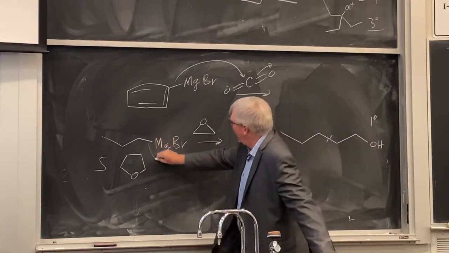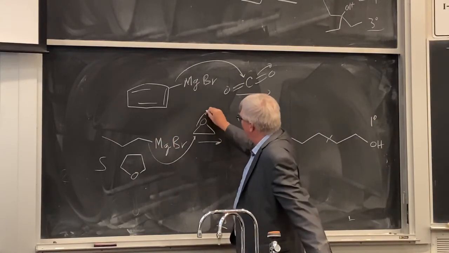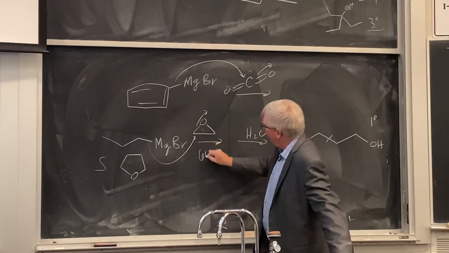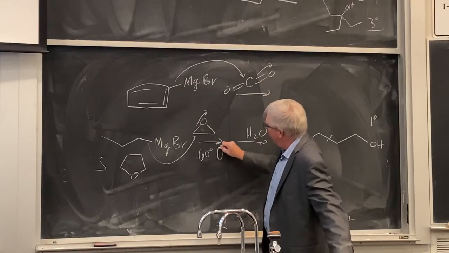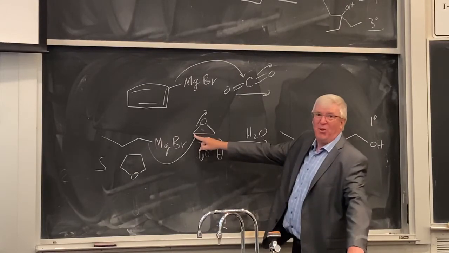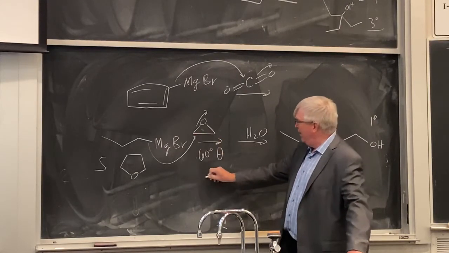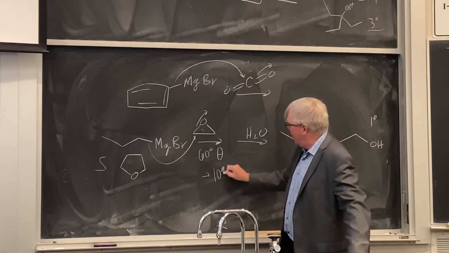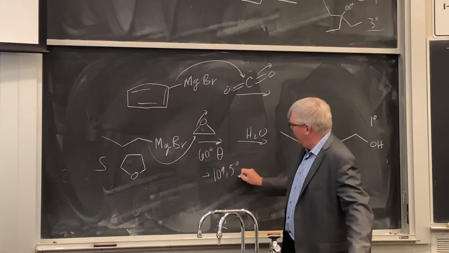How? Well, we have strain in the small ring, right? This is constrained to be 60 degrees for the bond angle there. No, this is sp3 hybridized. It wants to be what? Wants to be 109.5 degrees, right?